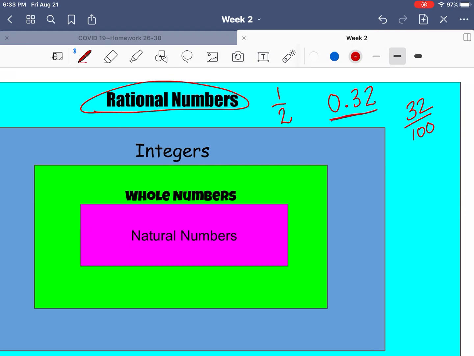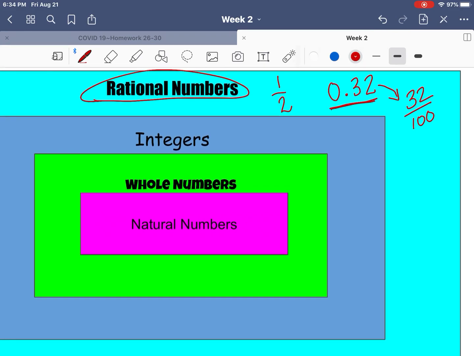decimals as they should be read, with the tenths, the hundredths, the thousandths, or whatever place they're in. For instance, this is 32 hundredths. The reason I need you to say it correctly is because when you say it correctly, then you know what fraction it is. Okay, so rational numbers are any number that can be written as a fraction.